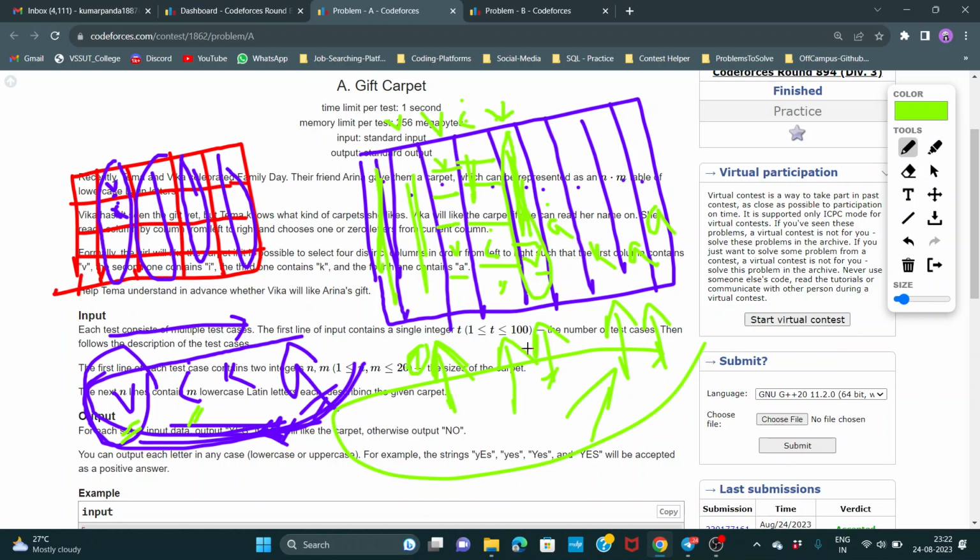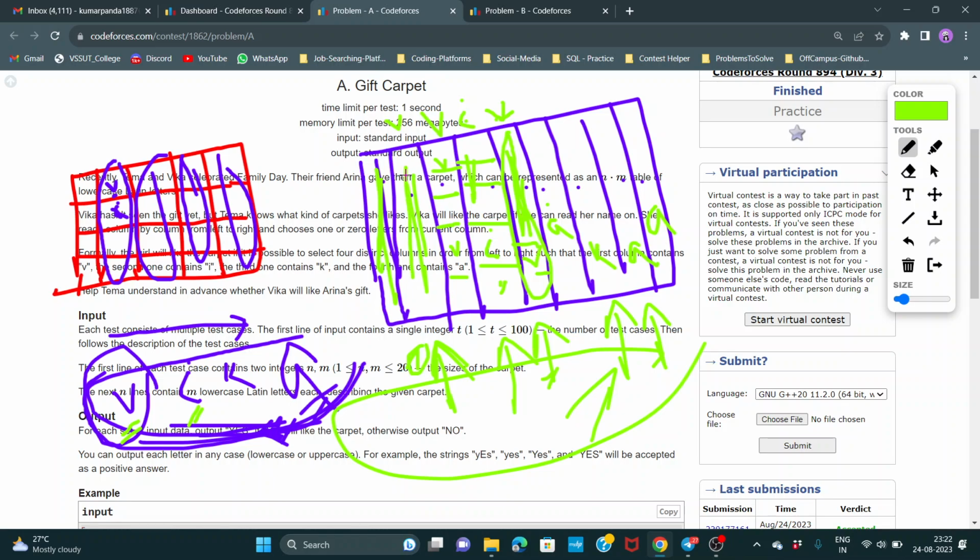So let's suppose the character exists in three columns, but I have to choose the first column from the left side, because I am traversing from left to right, right? So you have to choose the very first column where you find that character. So this is the solution.